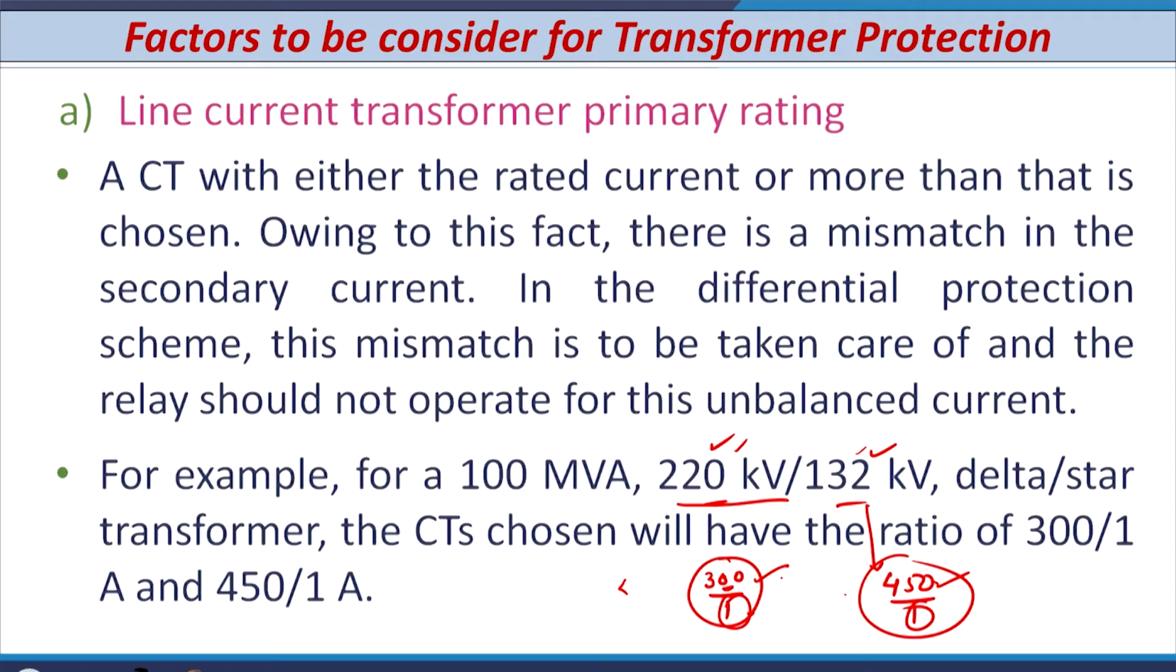Why is this important? Because the primary ratings are different, these two secondary currents can be different, and when you apply these two currents to the relay, a differential current always flows through the relay. So, this needs to be taken care of when you apply differential protection in the case of a power transformer.